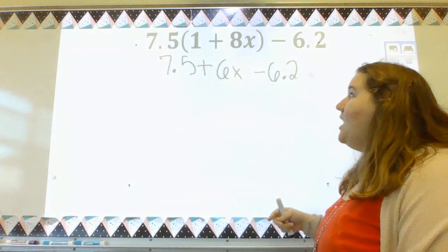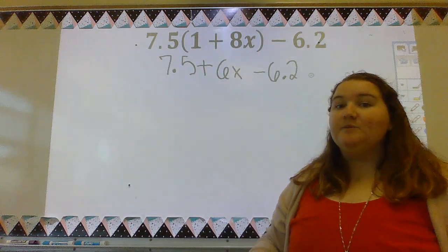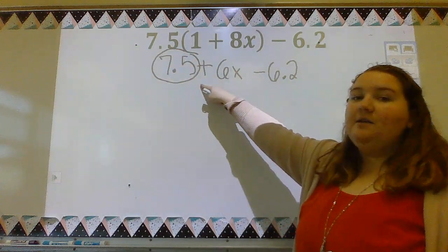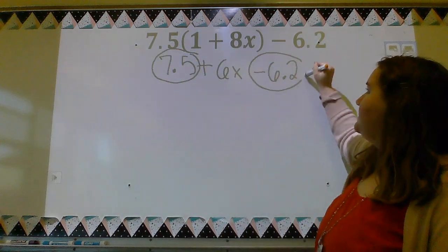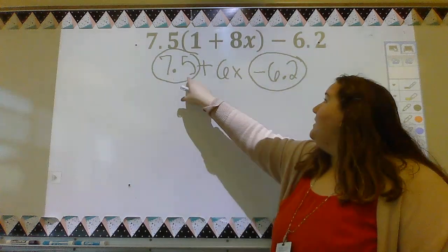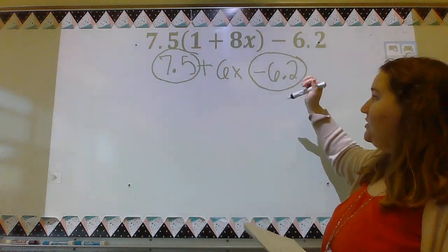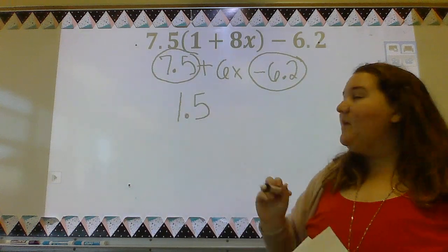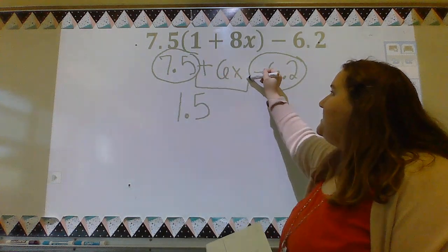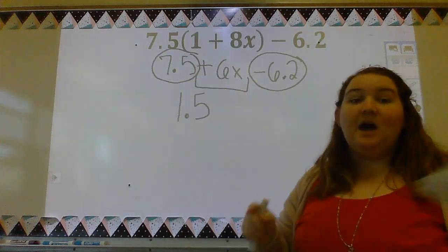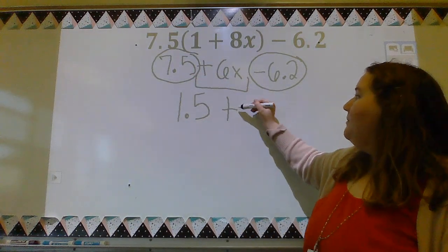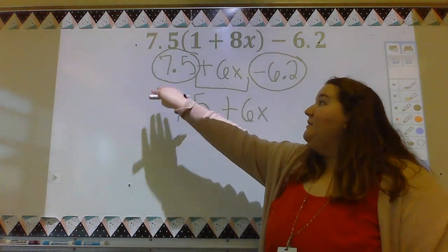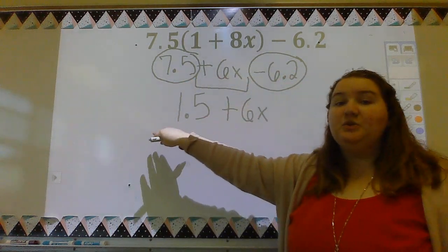Okay, now we're going to combine like terms. So go through your problem. I'm going to say 7.5 is a constant. Are there any other constants? Yes, okay. So 7.5 minus 6.2 is 1.5, okay? And then I'm going to look at positive 6x, and positive 6x does not have a buddy, so I bring it down by itself, okay? So I went from having 3 terms now to 2 terms.